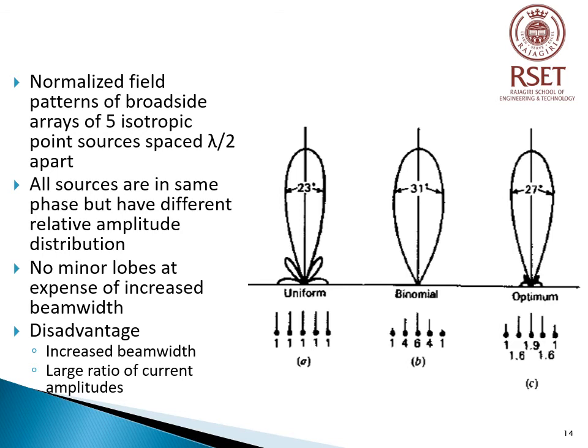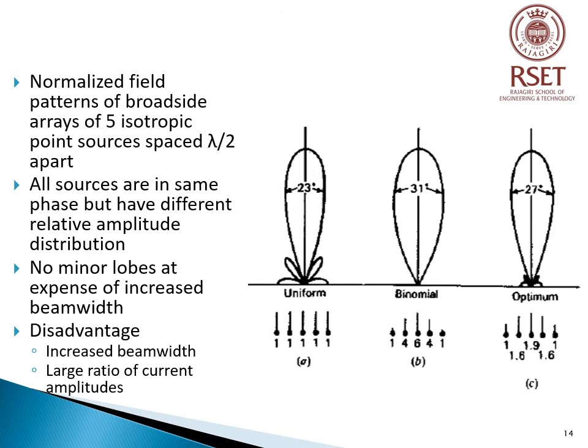For binomial distribution, it is 1 4 6 4 1. We see that the beam width is 31 degree, but there are no side lobes. And for Dolph-Chebyshev, it is around 27 degree with smaller side lobes. So we see that for binomial distribution, the pattern has no minor lobes at all, but this has been achieved at the expense of an increased beam width, that is 31 degree compared to the other distributions.